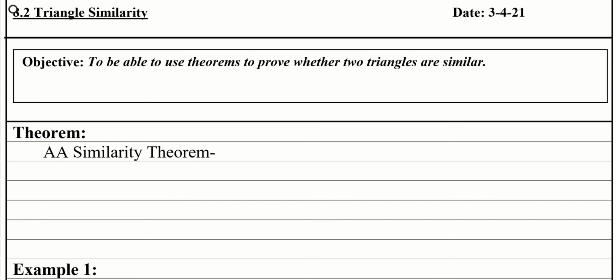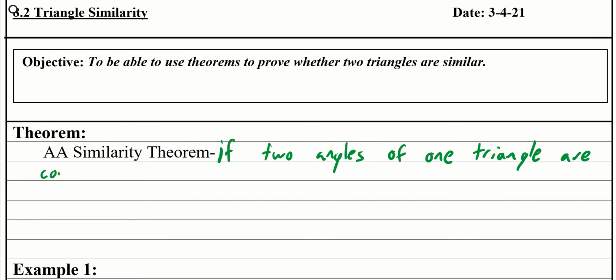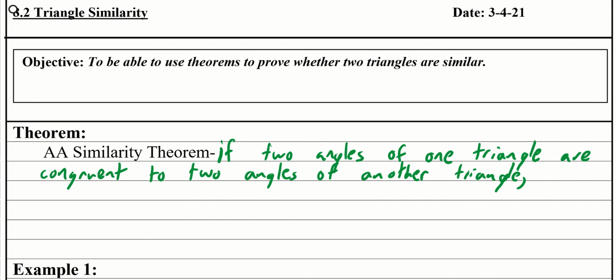So first theorem with this today is going to be the AA similarity theorem, or in other words, the angle-angle similarity theorem. And simply put, it just says this. It says if two angles of one triangle are congruent to two angles of another triangle, so if I look and I see two angles of one triangle are congruent to two angles of another triangle, then what I can say is then the triangles are similar.